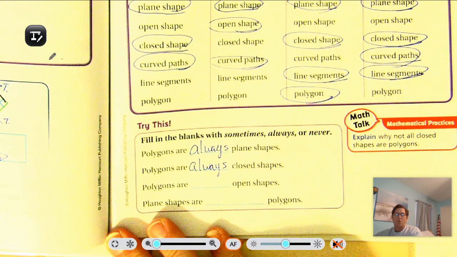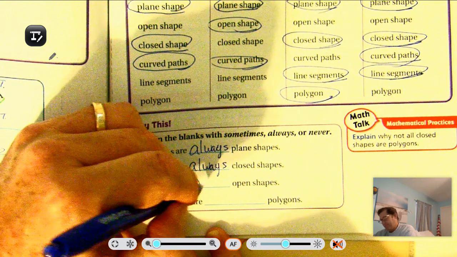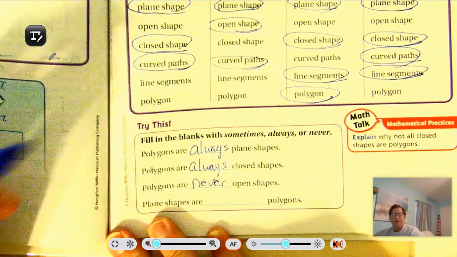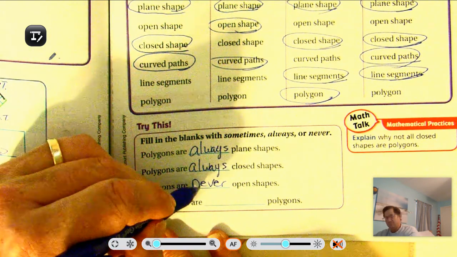Polygons are blank open shapes. Well, if it's open, it's not a polygon. A polygon is made up of line segments that meet at their endpoints. So never open.